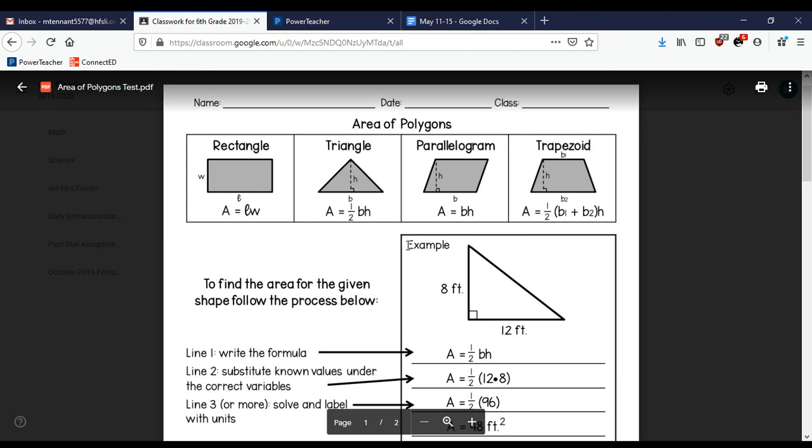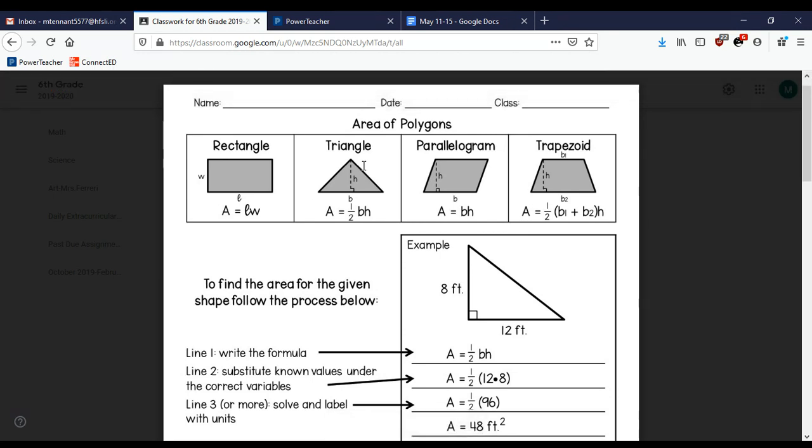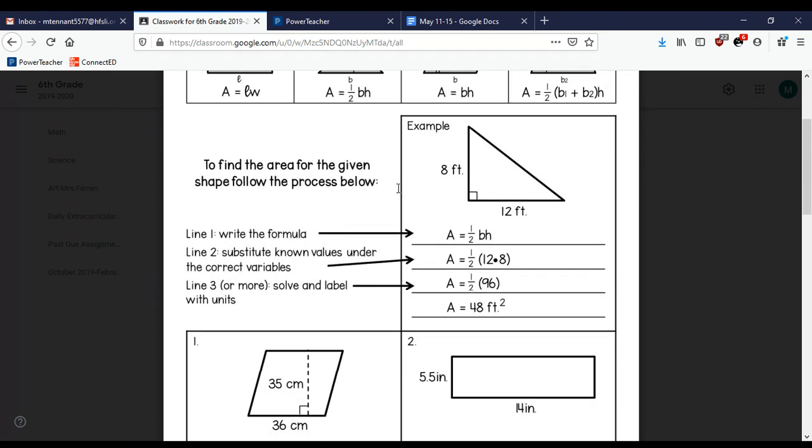Okay, the formulas are on the test. Make sure you're using the correct ones depending on what shape it is. I gave you an example problem of how I want to see all of your steps written out. So follow this example for all of the questions.